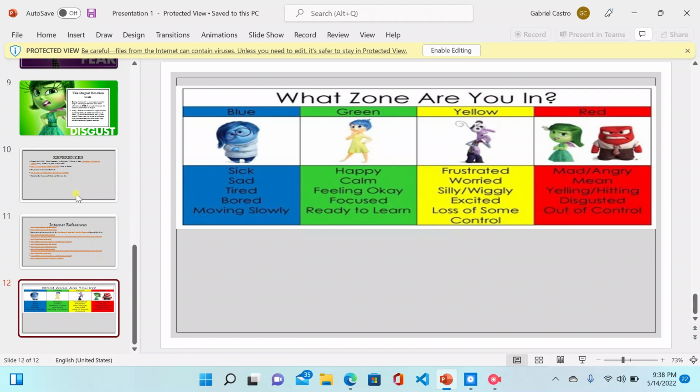And this is a little test that we made to see what zone you are in while you're watching this video. Are you blue, which is sick, sad, tired, bored, and moving slowly? Green, which is happy, calm, feeling okay, focused, ready to learn? Or are you yellow: frustrated, worried, silly, wiggly, excited, loss of some control? Or red: mad, angry, mean, yelling, hitting, disgusted, out of control?